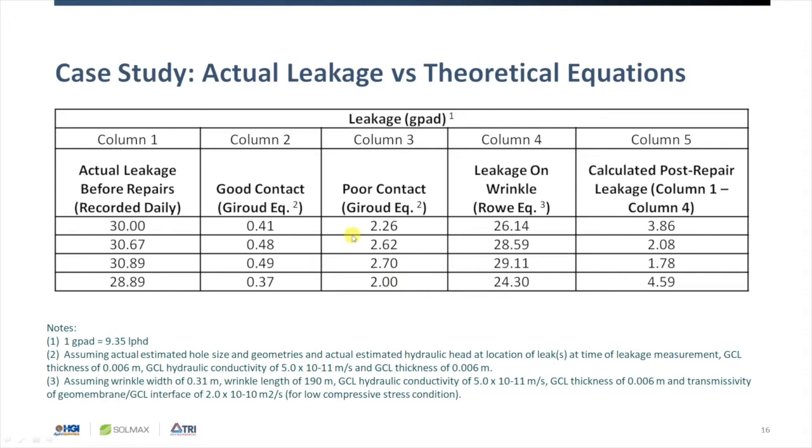So clearly those holes on those repair patches were not in intimate contact. They should have been modeled as being on a wrinkle. When you look at column 5 here, which is column 1, the actual recorded daily leakage, minus the Rowe equation, you look at what the residual leakage is, just under 5 gallons per acre per day, and this is pretty much spot on from what was measured after we repaired those holes.